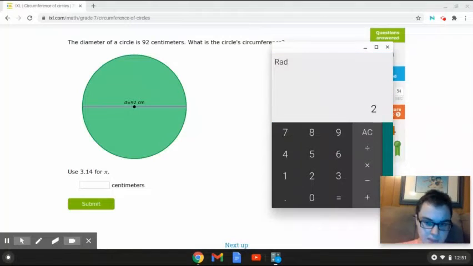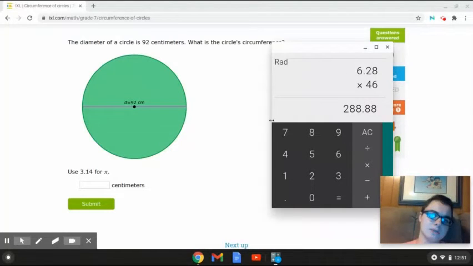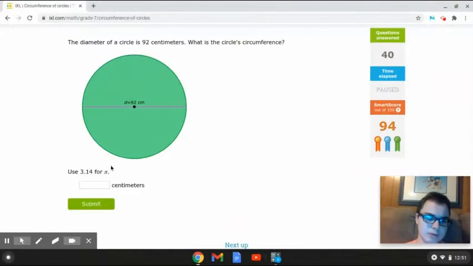So now we can plug in 46 for our radius. So 2 times 3.14, that'll give us 6.28, and then we multiply that by our radius, which is 46, and that will give us 288.88. So the circumference for this circle is 288.88 centimeters. And that is how to solve this problem. So let's move on to the next one.